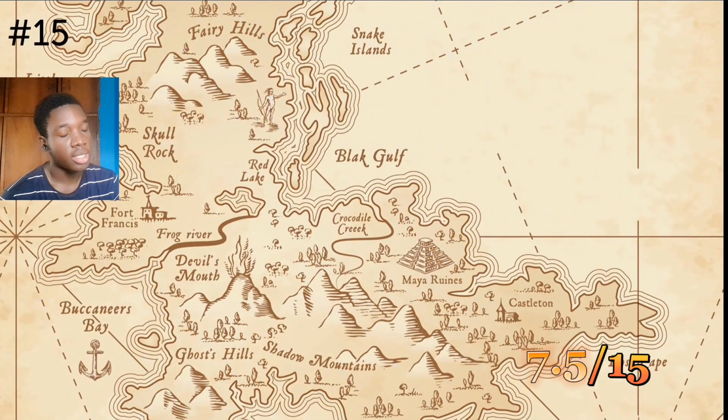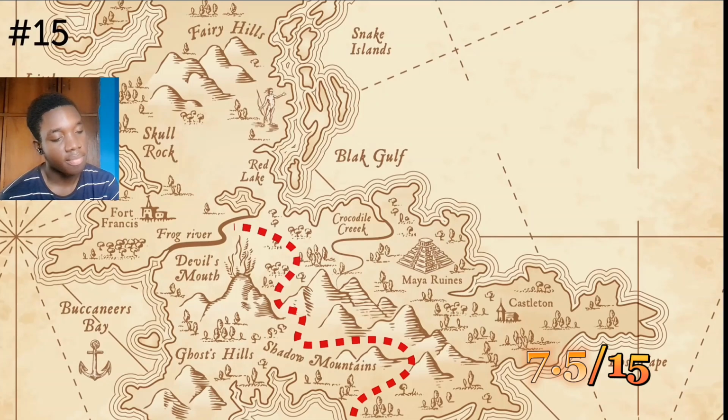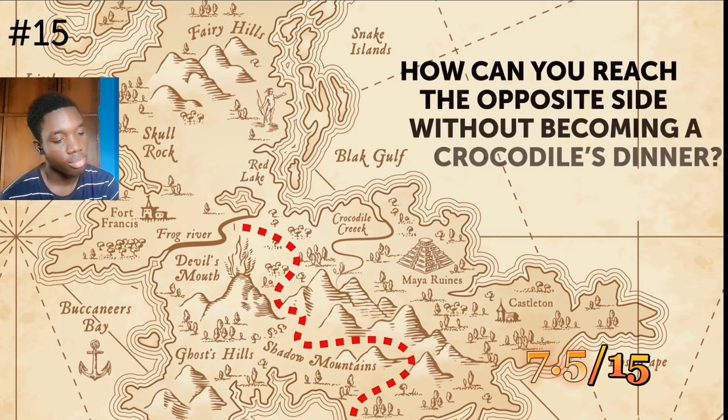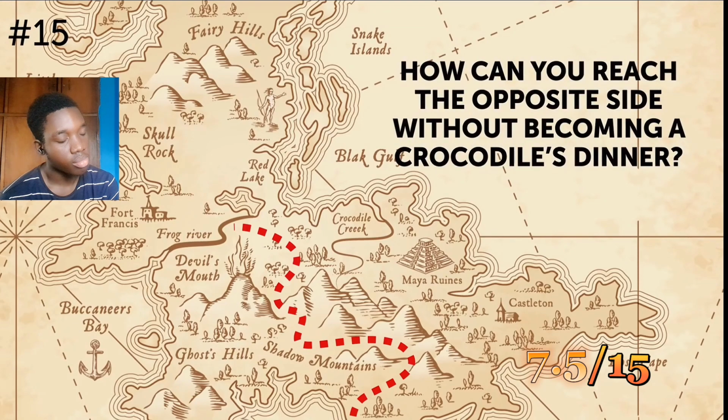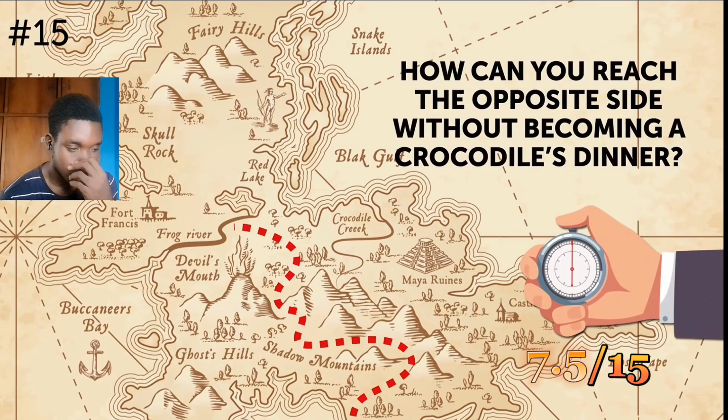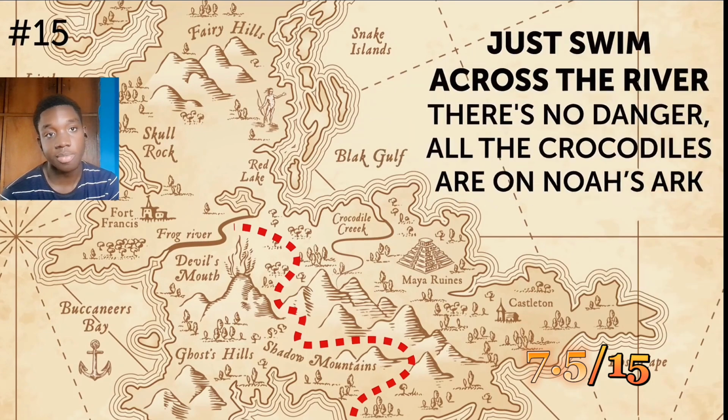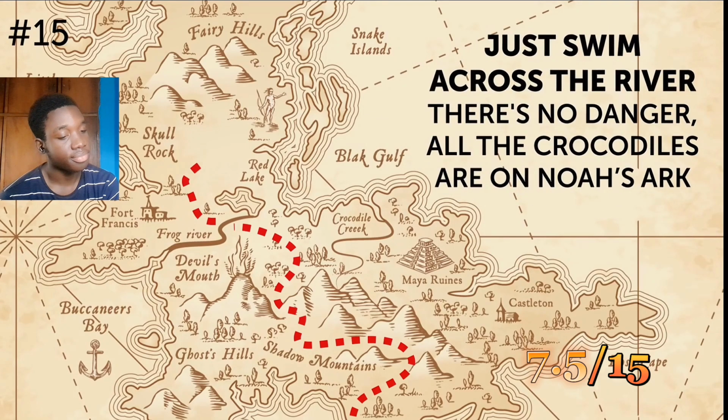Number 15. You're hiking in the wilderness when you come upon a river. You have to cross it, but you know that crocodiles dwell in rivers there. How can you reach the opposite side without becoming a crocodile's dinner? Okay, so far the questions have been linking to each other. So I'm guessing, let's say the crocodile is still in Noah's Ark. That's my only guess. Swim across the river. There's no danger. All the crocodiles are on Noah's Ark.